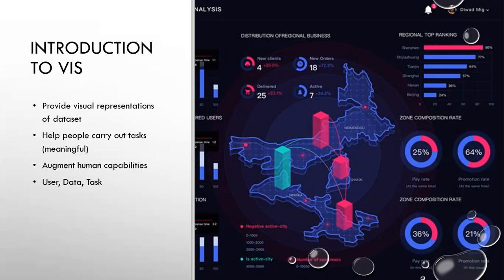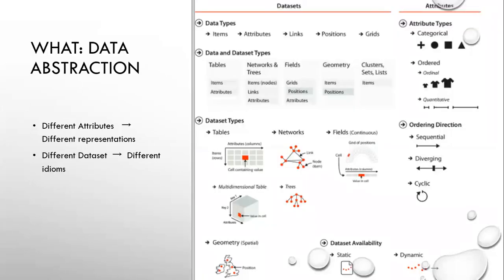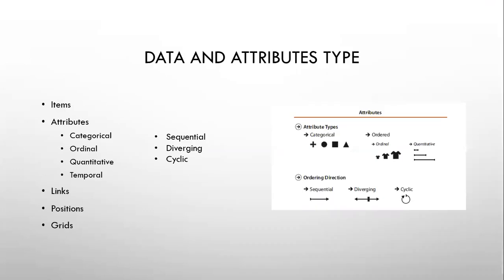So a visualization should contain the user, data, and the tasks. If you want to give a visualization, you should do the data abstraction first. Why? It is because different attributes mean different representations, and different datasets require different items. Let's have a look at data and attribute types here.